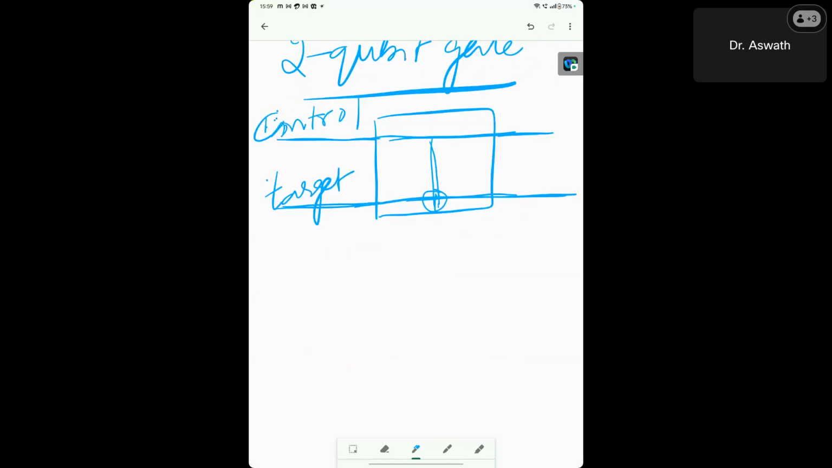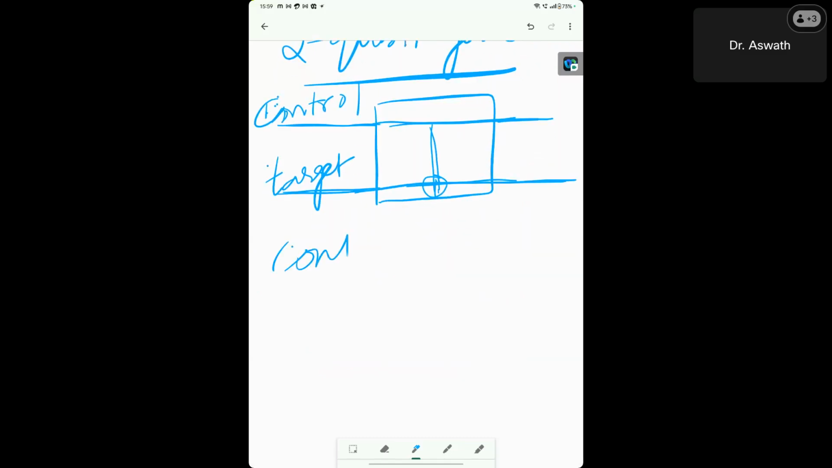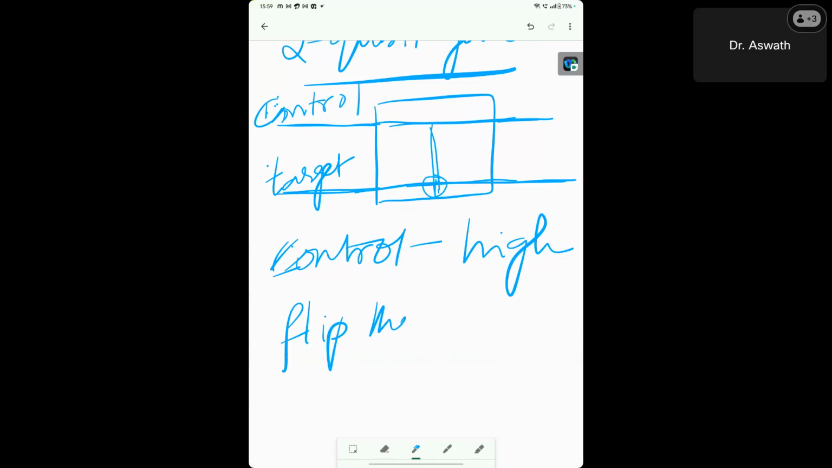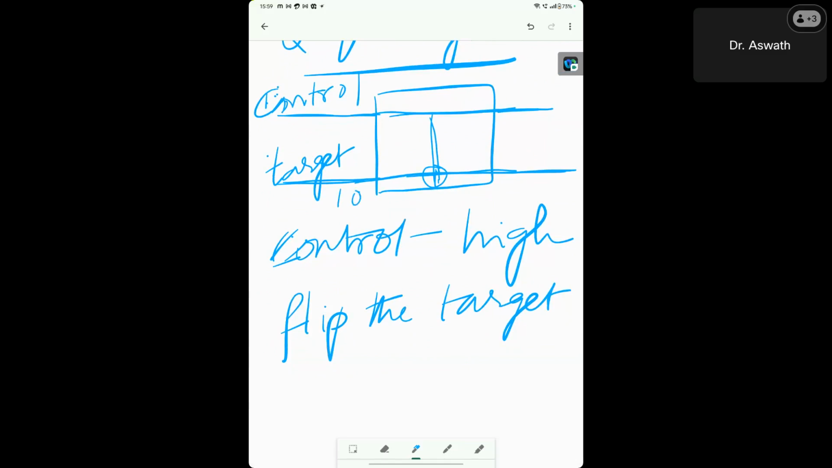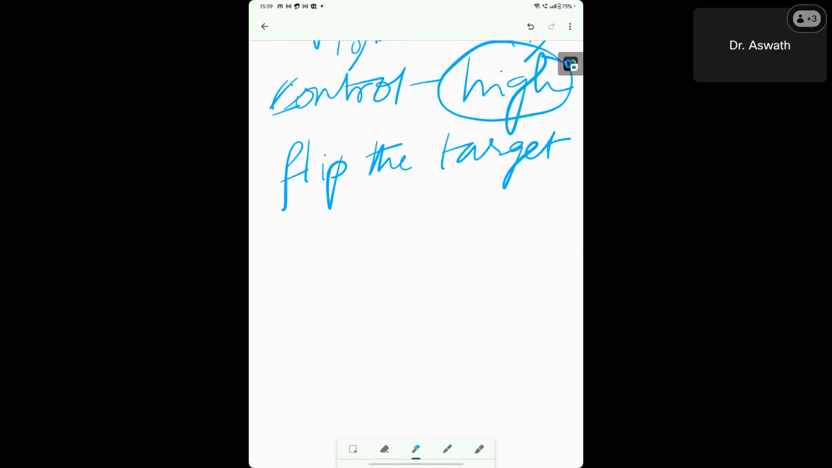So what I mean is, whenever the control is high, please flip the target. It doesn't matter whether the target is 0 or 1, it has to flip. If the target starts as 0, it becomes 1. If the target starts as 1, it becomes 0. Remember, only when the control is also high. High means the control is in the 1 state. So this is called a controlled NOT gate.